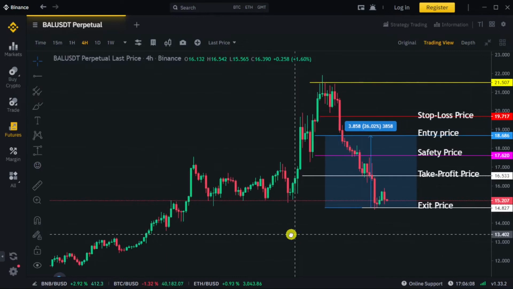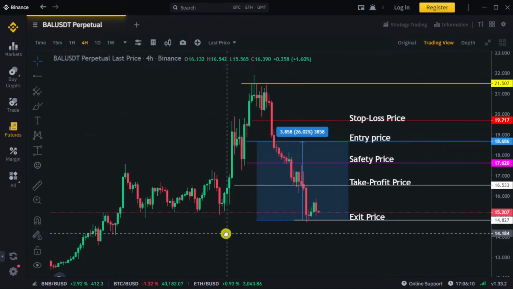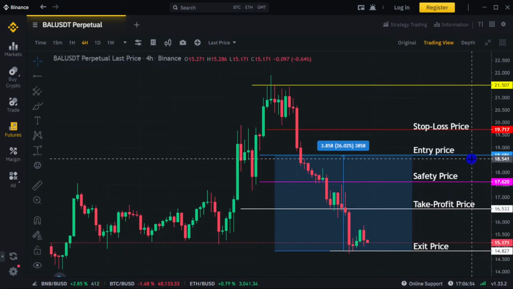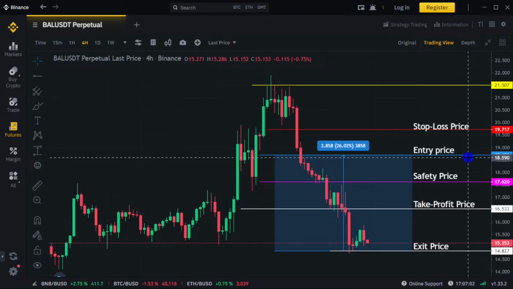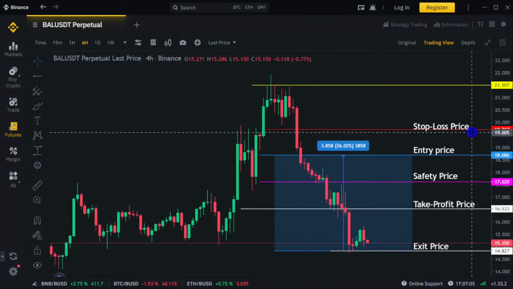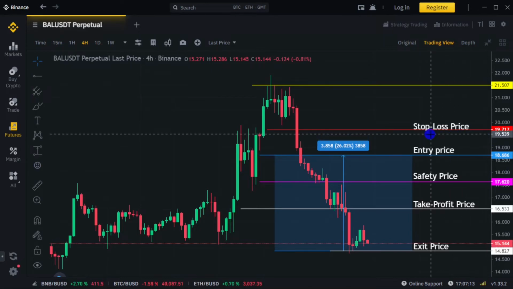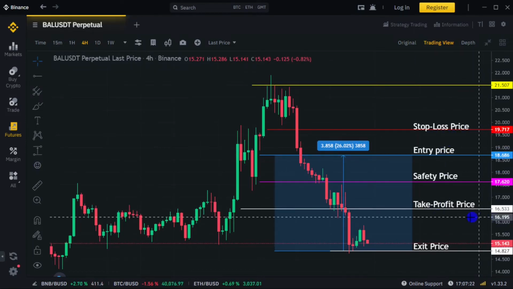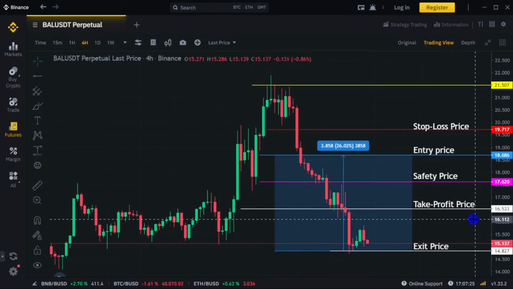So step 1, for me to get my entry price, I had to use the price range tool to measure 15% starting from the highest price of the red candlestick bearish trend starter, and then I used the blue horizontal line tool to indicate my entry price, which is $18,686. Step 2, for me to get my stop loss price, I had to measure 9%, and then I used the red horizontal line tool to indicate my stop loss price, which is $19,717.